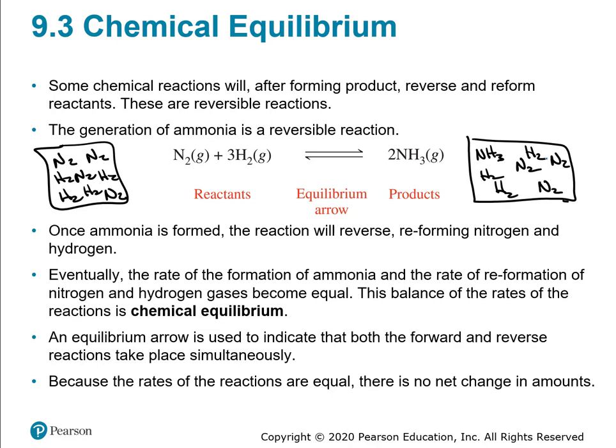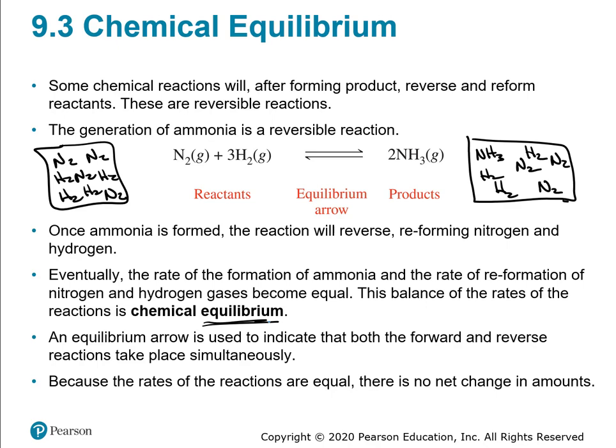So all three end up being present. Product and reactant are formed once we reach what's called equilibrium. Remember equilibrium, I told you about things moving from high concentration to low concentration through diffusion and osmosis. So if you have an imbalance, the goal is for things to become more balanced.